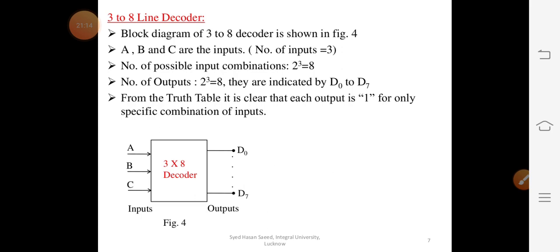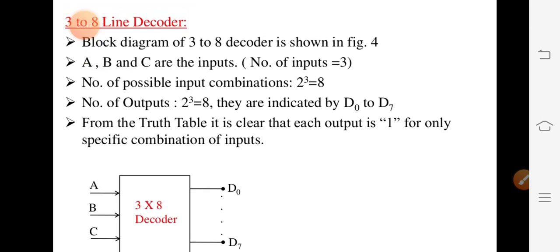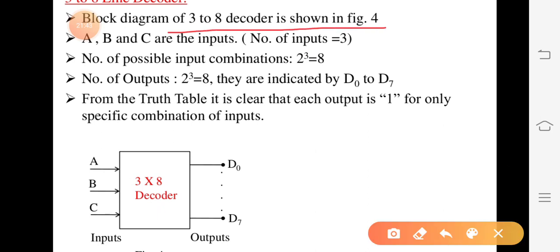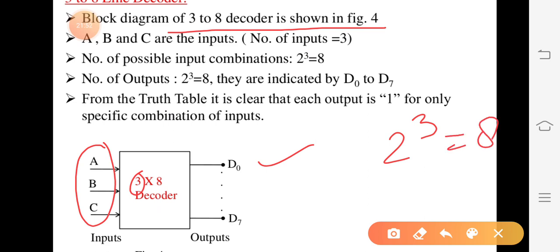Now moving on to the next, the 3 to 8 decoder. Only two forms of decoders are given in your book, that is 2 to 4 and 3 to 8. Now you know well that for a 3 to 8 decoder, if 3 inputs are there, the outputs will be 2 to the power 3. So the total number of input combinations will be 8 and the total number of outputs will be 8. Look here, the block diagram of the 3 to 8 decoder is shown in this figure, where 3 inputs will be there and it will generate 2 to the power 3 outputs, meaning 8. So this is the diagram of the 3 to 8 decoder, from D0 to D7.